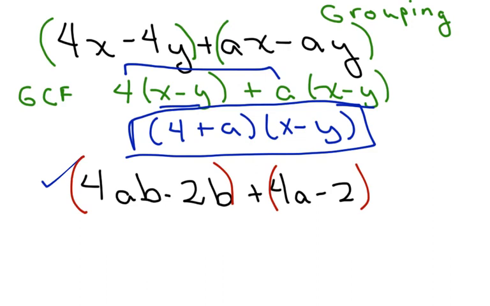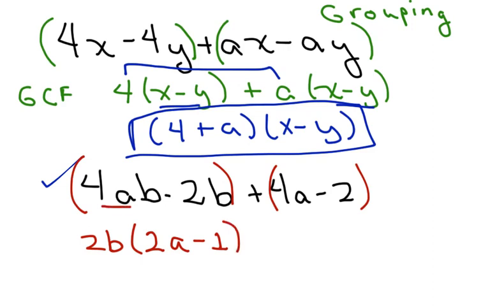So what can I factor? What's my greatest common factor here? Well, I can divide both of these by 2, so I'm going to pull out a 2 here. And I can divide both of these terms by b, so I'm going to pull out a b. And if you divide 4ab by 2b, you get what? Is that 2a? Yeah. And then 2b divided by 2b is just 1.